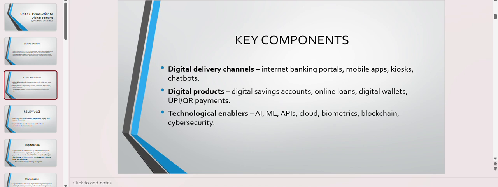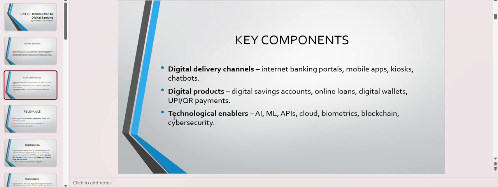Now, the second thing is digital products. What are digital products? They are digital savings accounts, online loans, digital wallets, UPI and QR. And as all of you are Gen Z kids, you can easily understand these terms. And if you are feeling any difficulty in understanding these terms, you can refer to your LMS. There is a glossary given unit by unit, so you can refer there.